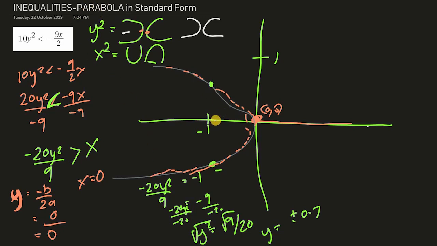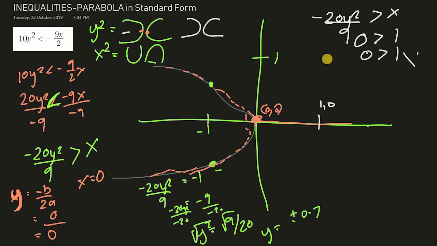Now, we need to test kung yung values ba dito or yung values sa region na to or sa region na to yung magsasatisfy. So, I will test the value 1, 0. Okay, I will test the value 1, 0. Using this equation na yung x lang, yung may isolation lang. So, that's negative 20y squared is greater than x over 9. So, when x is 1 and y natin is 0, so totally yung lahat ng ito ay magiging 0. Is 0 greater than 1? Basically, mali yan, guys.